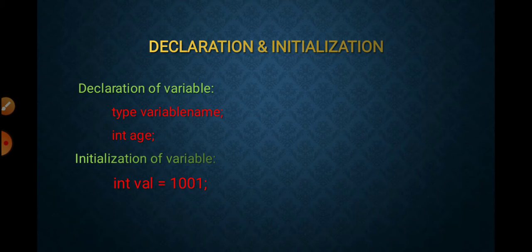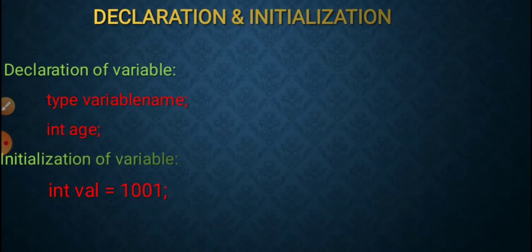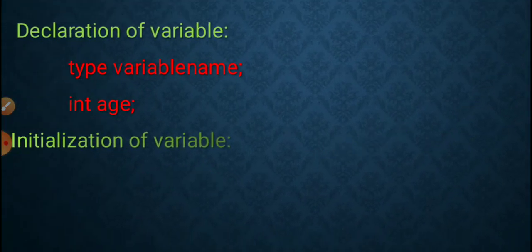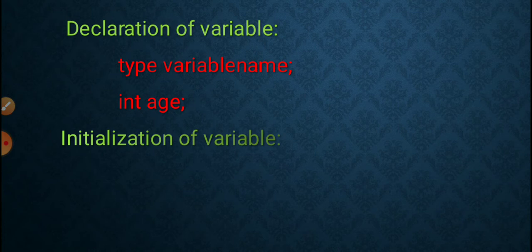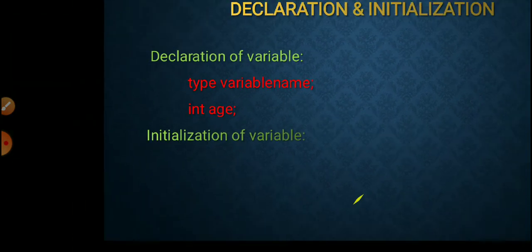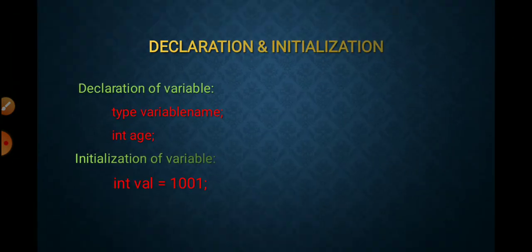See here, declaration of a variable is a data type with a variable name. Initialization of a variable means assigning some value to the variable during its declaration. Okay children, see this example. Declaration means we can specify the type as well as the variable name. Initialization, we can assign some value also. So 1000 or 1001 or any number you can assign to the variable. You can enter your age also.